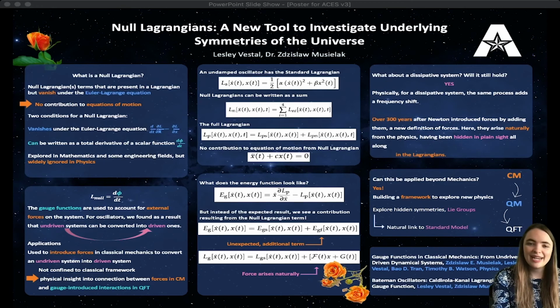Hi, I'm Lesley Vestal, and I'm doing my PhD in physics with Dr. Musalek, and I'm going to talk to you today about Null Lagrangians, a new tool to investigate underlying symmetries of the universe. So first, we should talk about what a Lagrangian is.